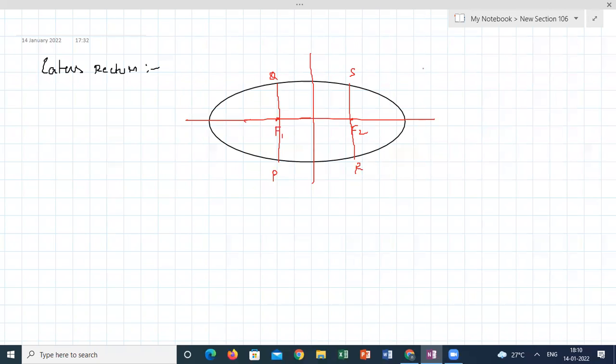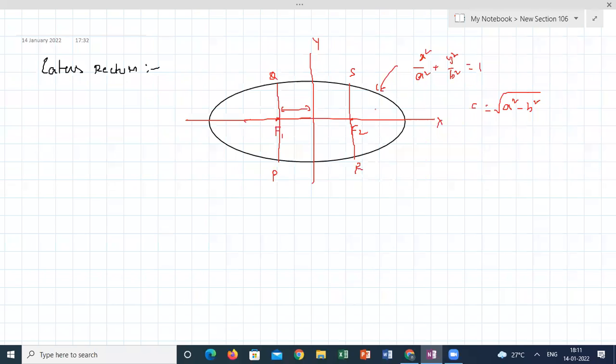In this case, if this is my x-axis and this is my y-axis, the equation of this ellipse is x square by a square plus y square by b square equal to 1. You know the meaning of a and b. From this, you can calculate the c value. The c value is the square root of a square minus b square. Or with the help of the eccentricity also you can calculate it.